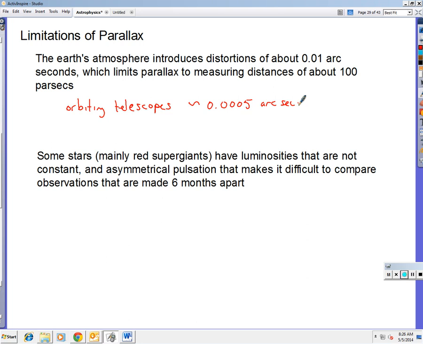The result is, we're still not totally sure how far away some of the very bright stars like Betelgeuse are. No one really knows how far away Betelgeuse is. That's one of the interesting facts of astronomy.